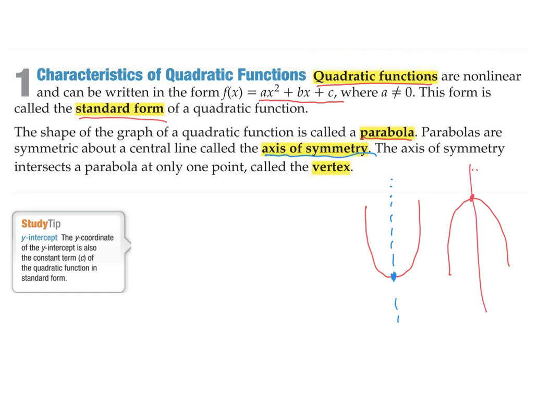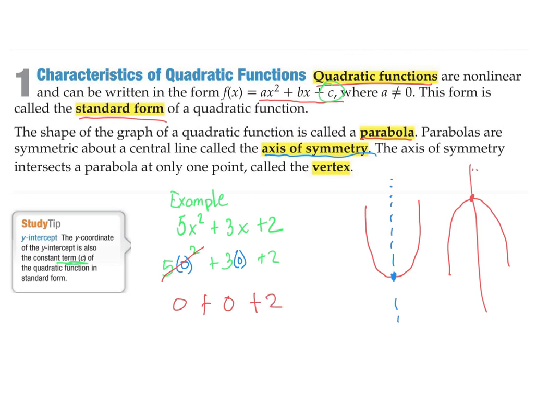And just as a study tip, the y-intercept is actually just the constant term c when you are given the equation. And that makes sense because if I were to replace x with 0, everything would cancel out. So 0 squared is just 0, and 0 times 5 is just 0, so it would cancel out. 3 times 0 is just 0, so I just end up with 0, and 0 plus 0 plus 2 just gives me 2. So this means this would be the y-intercept.